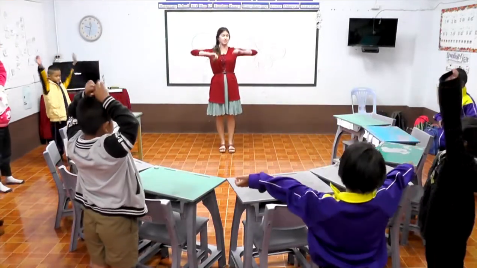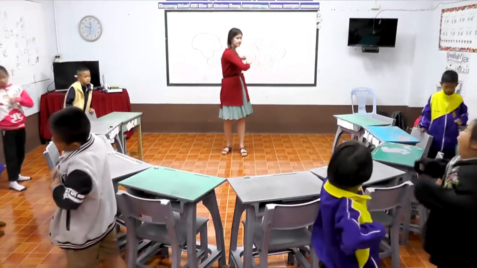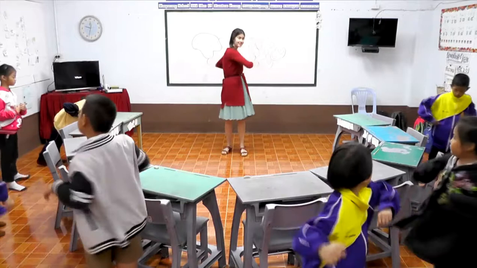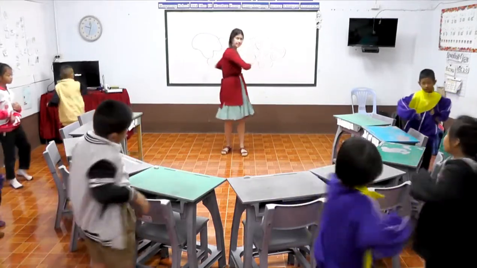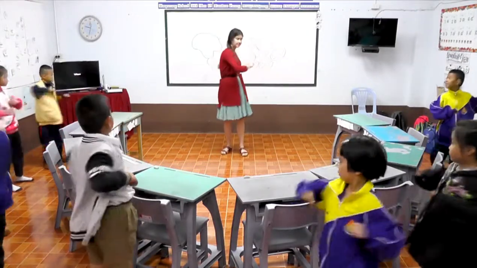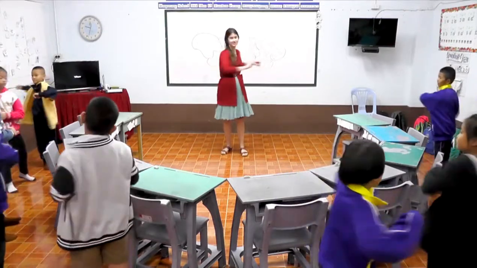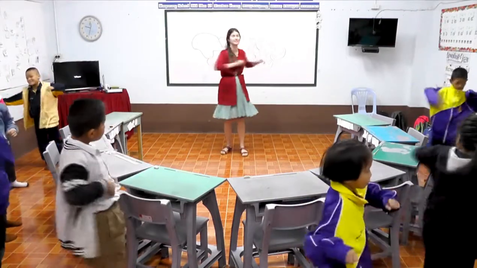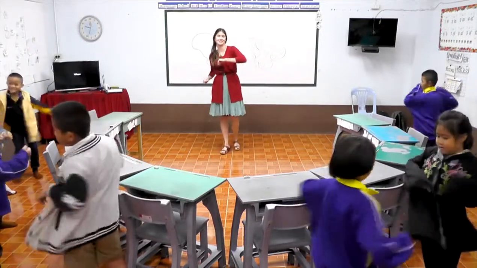Good job, friends. Let's put your elbows out so we can stretch our back and our shoulders and our arms a little bit. Be careful of your neighbor. We don't want to hurt our neighbors. Stretch your shoulders and your back and your arms. Good job, friends. Very nice.